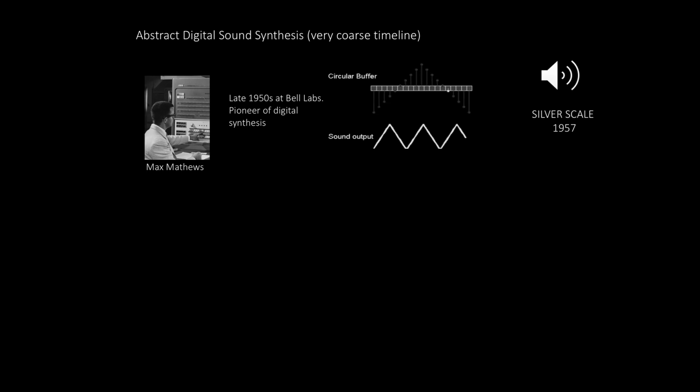He wasn't necessarily only interested in doing music, he was also interested in psychoacoustic phenomena and so on. But he made a lot of compositions, and one of the first such compositions is Silver Scale from 1957 that sounded like this.